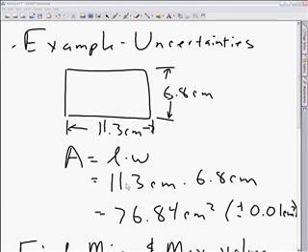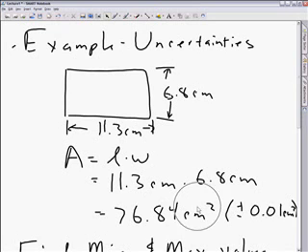So we have a length of 11.3 centimeters. We have a width of 6.8 centimeters. And you plug that in your calculator and you multiply it through, you get 76.84 centimeters squared, right? If you take centimeter times centimeter, we get centimeters squared. Now, if you just take this number, this says that we have an uncertainty of 0.01 centimeters squared. Now, is that correct? Well, no, or otherwise we wouldn't be showing you this example.